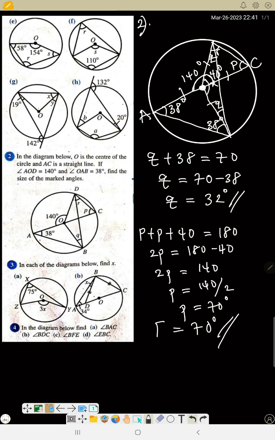So that means Q is 32 and P is 70, based on that rule. Sometimes you may look at the question and you may not see something easily. But by the time you notice any rule you see first, you apply. So that is the circle theorem. But it's easier to see.